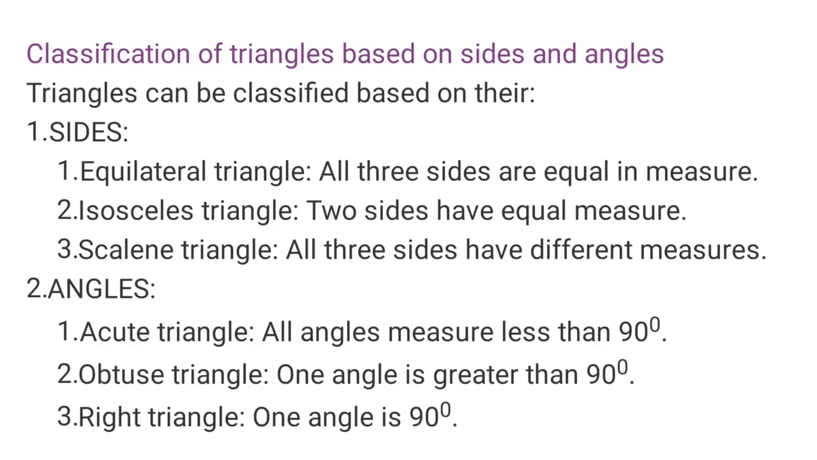Next, we will learn about triangles based on angles. Acute angled triangle. Here, all the angles measure less than 90 degree. Obtuse angled triangle. Here, one angle is greater than 90 degree. Right angled triangle. Here, one angle is 90 degree.